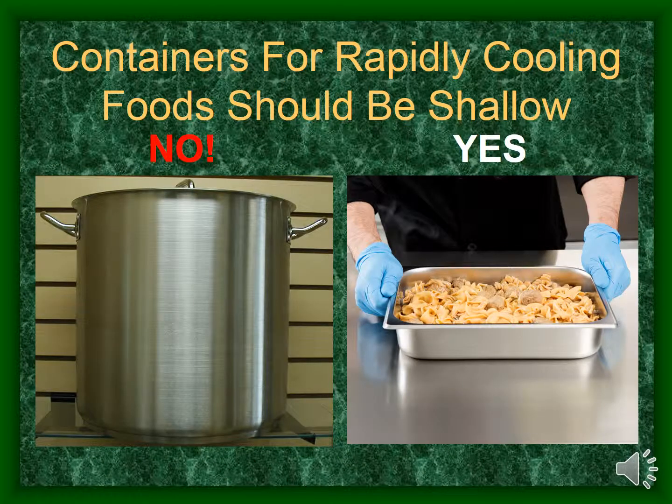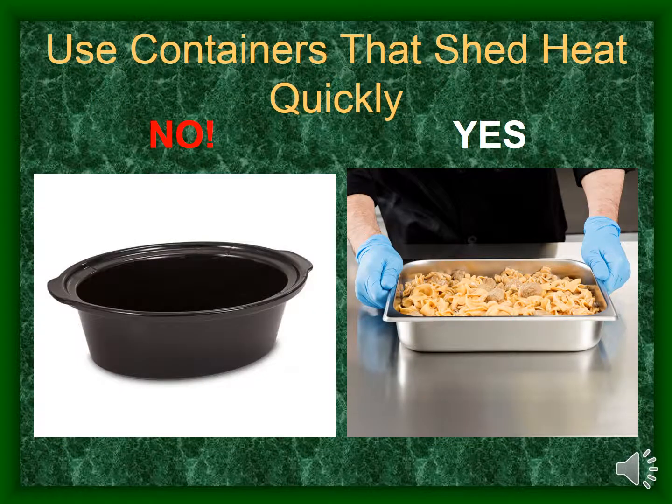There are many different techniques you can use to cool foods properly and quickly. You should use shallow containers as opposed to deeper containers. The stock pot is too deep, the shallower pan is better. Also, you want to use containers that shed heat quickly. Stoneware is designed to retain heat, so it is not a good container for cooling foods down. Metal sheds heat much more quickly.